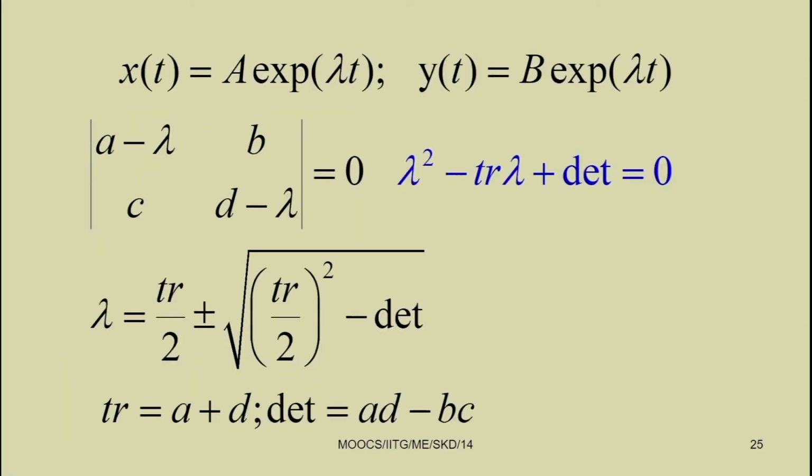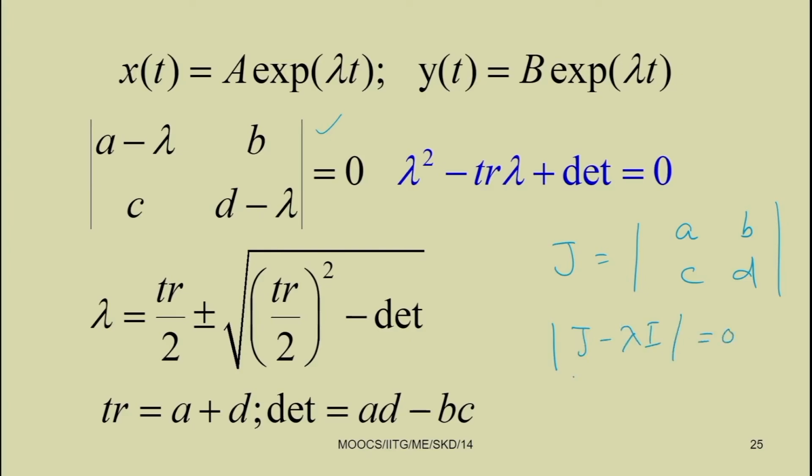In matrix form, by substituting x of t equal to a e to the power lambda t and y of t equal to b e to the power lambda t, you can write that thing in this form, where the Jacobian matrix J can be written with entries A, B, C and D. To find the eigenvalues of the Jacobian matrix, determinant of J minus lambda I equal to 0.